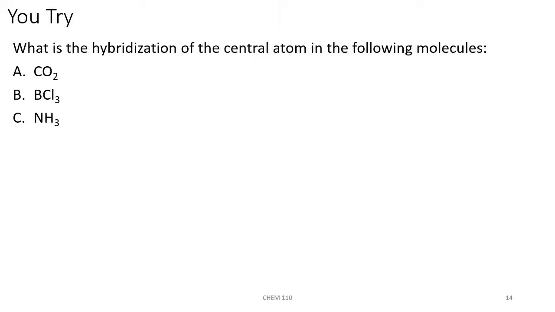What is the hybridization of the central atom in the following molecules? So the first thing we have to do is draw the Lewis structure for these molecules. So we're going to have CO2 for A, which our Lewis structure would end up looking like this. BCl3 for B. Everyone would have a complete octet except boron. And NH3, which is ammonia, would be nitrogen with 3 hydrogens around it. And it would end up having a lone pair of electrons on our central nitrogen atom.